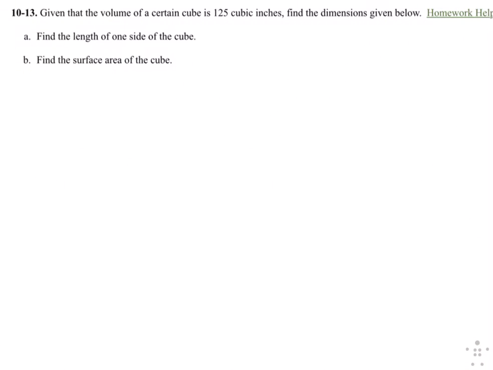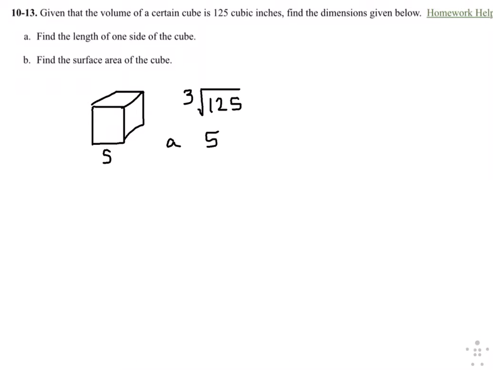Okay, for 13, they're telling us they have a cube that's 125. So, visually, what they're asking for in A is to find this side length, S. If the number cubed is 125, we're really looking for the cube root of 125, which is 5. So for A, it's 5 units, right?